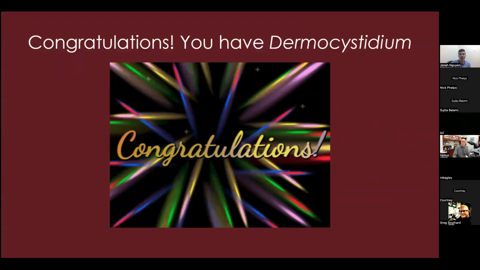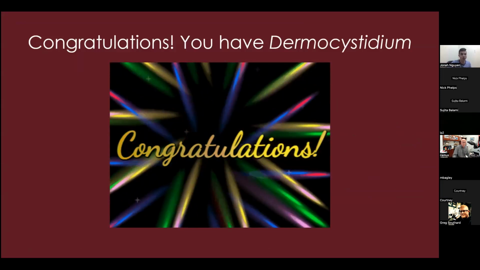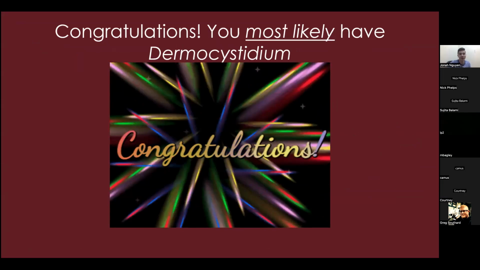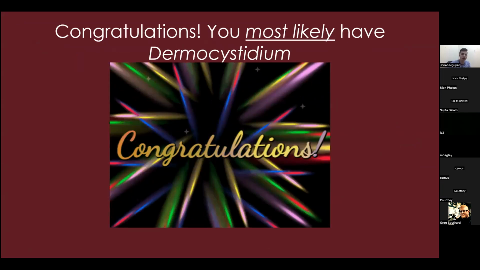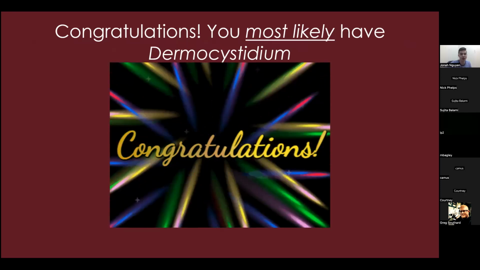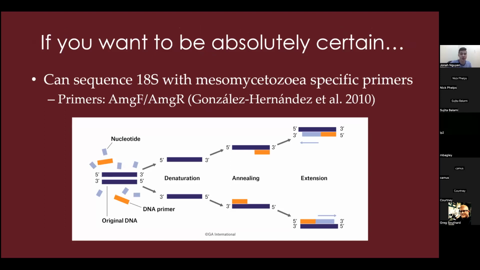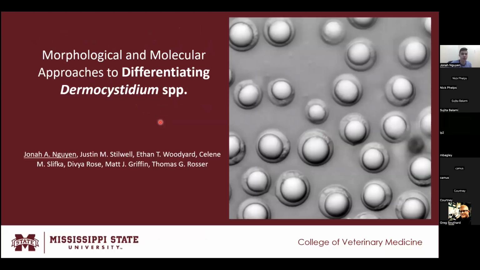So if you have something that is morphologically consistent with what I've shown, you have Dermocystidium. At least you most likely have Dermocystidium. It's pretty unique looking, but you never know what else is out there, so I've got to hedge a little bit there. If you want to be absolutely certain, you can sequence 18S with mesomyzetozoa-specific primers. Like these primers here are pretty specific for mesomyzetozoa, so pretty good for not amplifying fish contamination. I did say that this was about differentiating Dermocystidium species though, so now we've got to get to the more difficult part about identifying them to species.